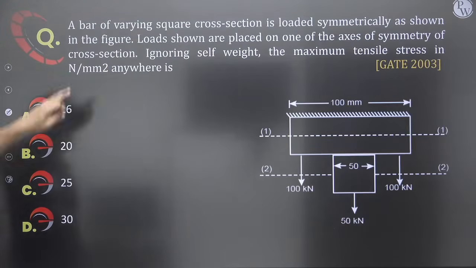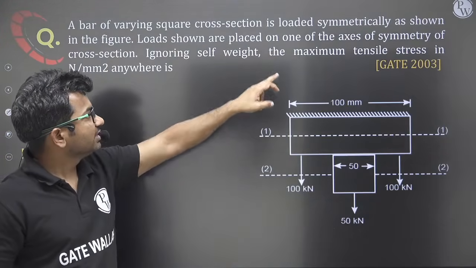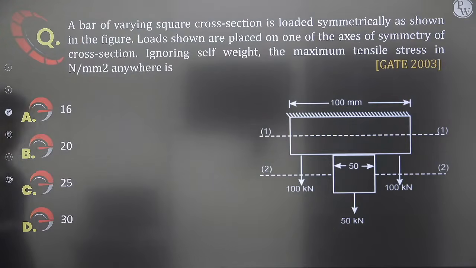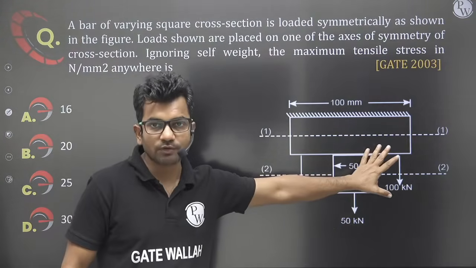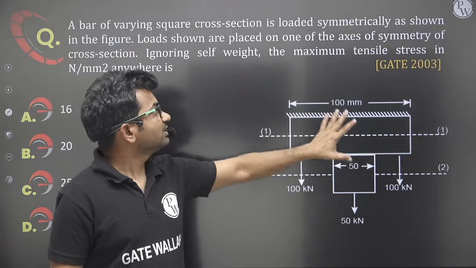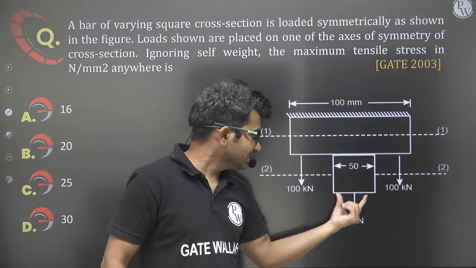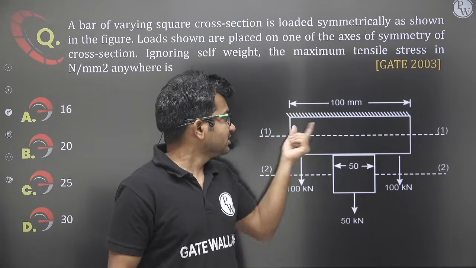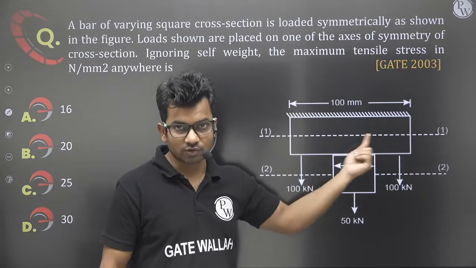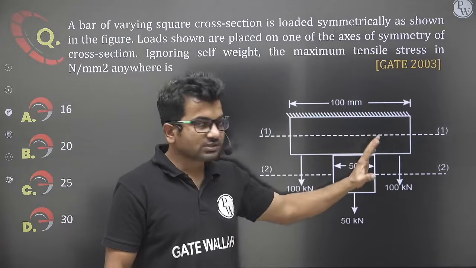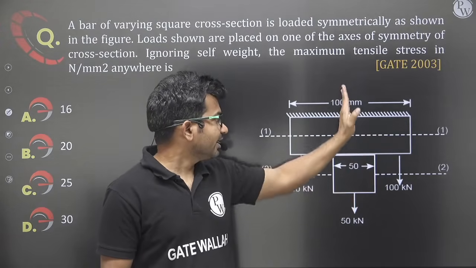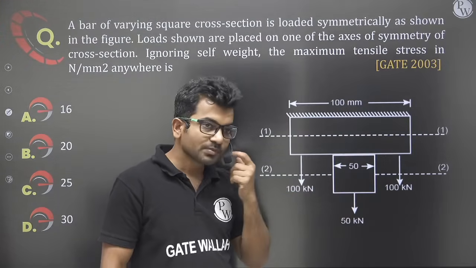Next question. A bar of varying square cross section is loaded symmetrically as shown in the figure. So this is a bar of varying cross section, and the cross section is square. Here the dimension is 50, so this is the square of 50 by 50, and this is the square of 100 by 100 cross section. Now the loads are acting symmetrically.